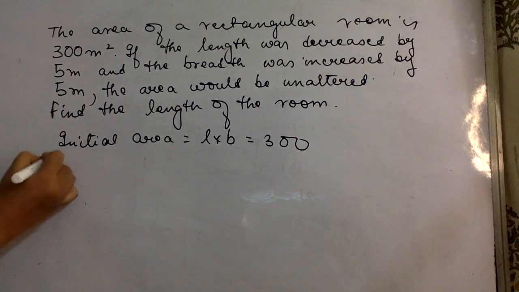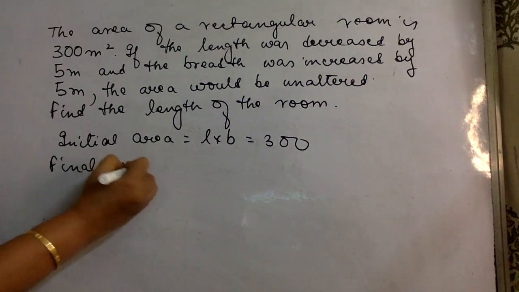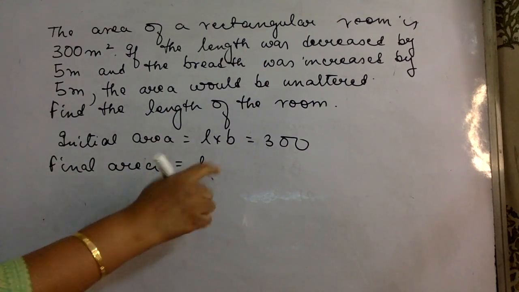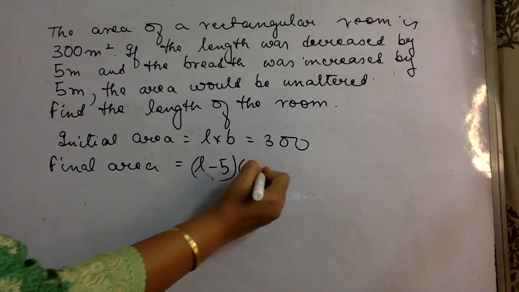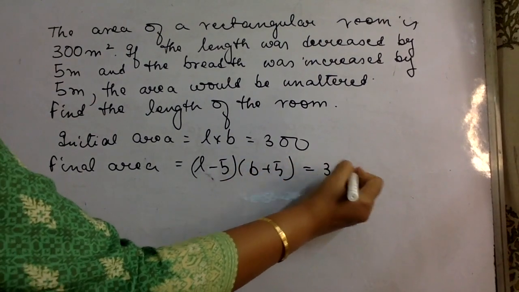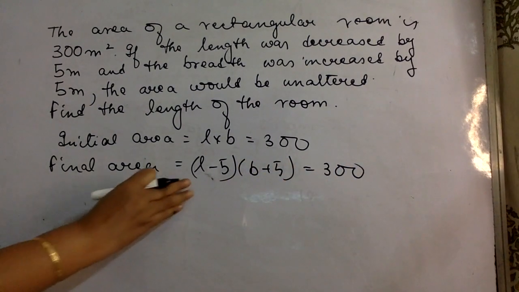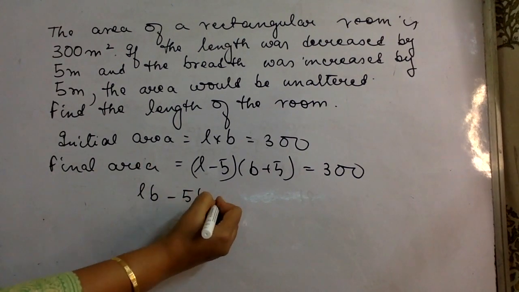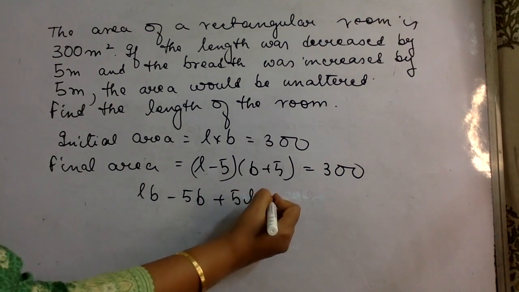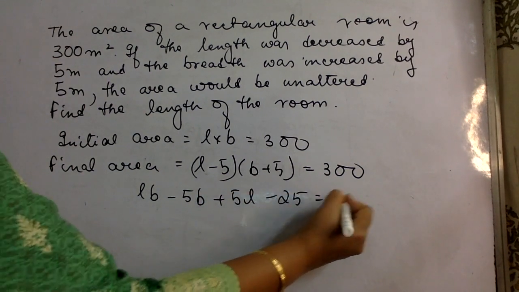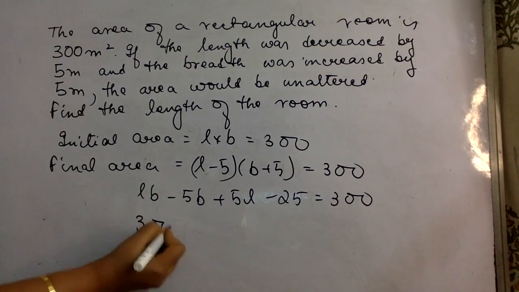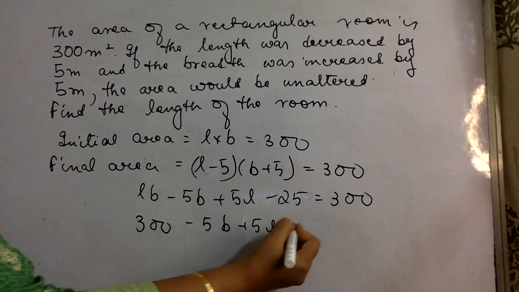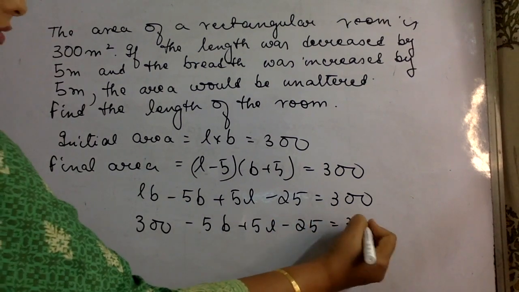Now final area, which is L minus 5 and B plus 5, then also it is 300. Okay, so let me now proceed with this equation. So LB minus 5B plus 5L minus 25 is equal to 300. Put the 300 here. Minus 5B plus 5L minus 25 is equal to 300.